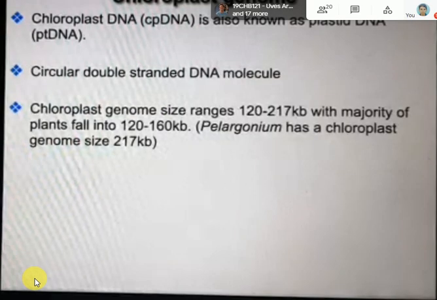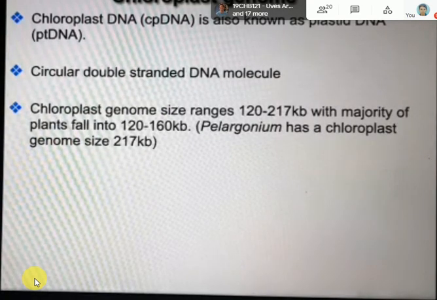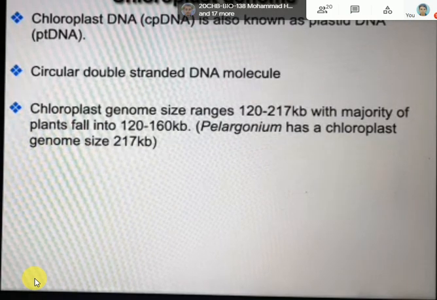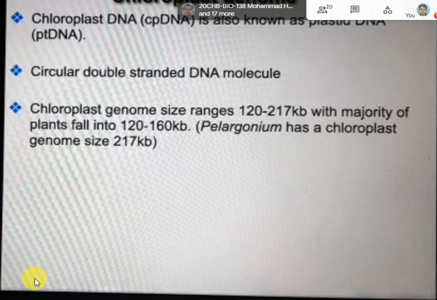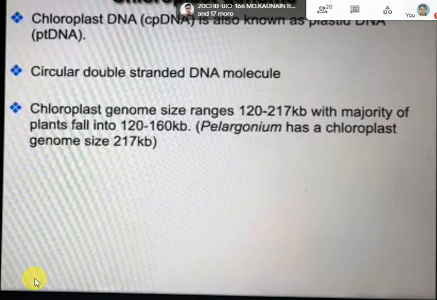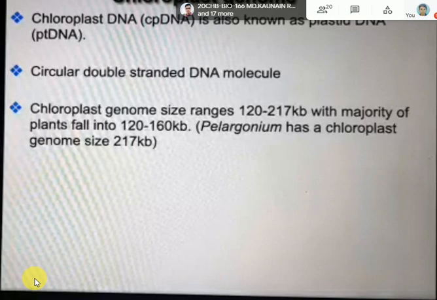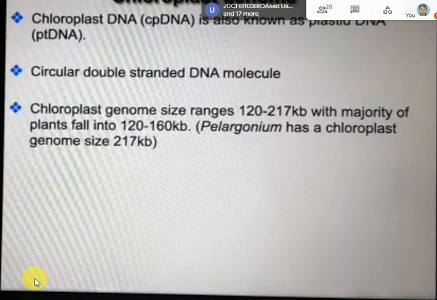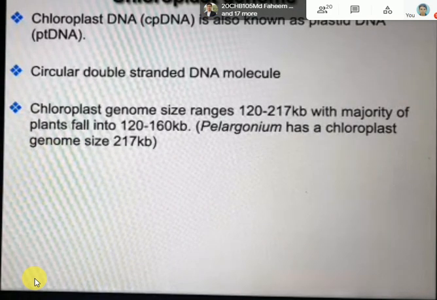When we talk about the chloroplast genome, its size ranges from 120 to 217 kb, with the majority of plants falling into 120 to 160 kb. So you can say it's not a very long DNA. Here kb means kilo base pair. It's not very long, but in comparison to the higher plant, it is definitely a long one.